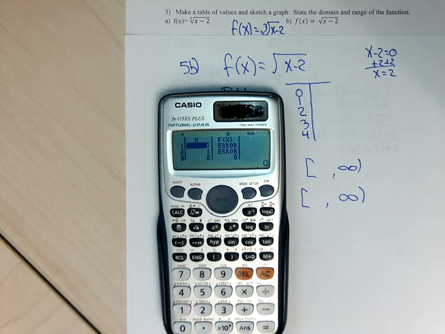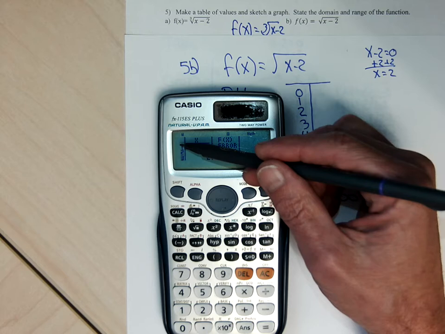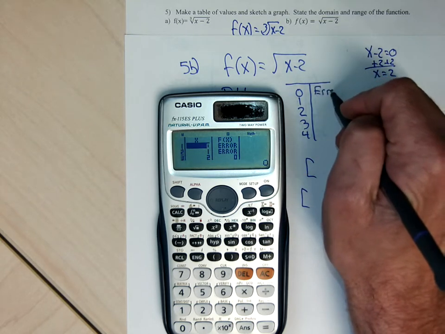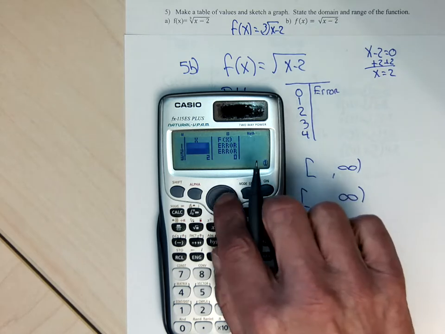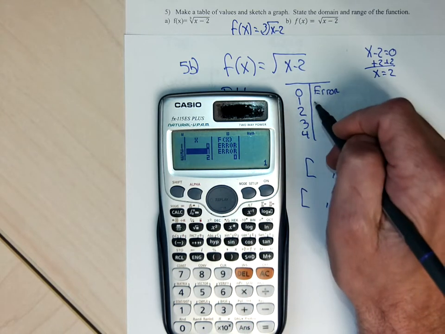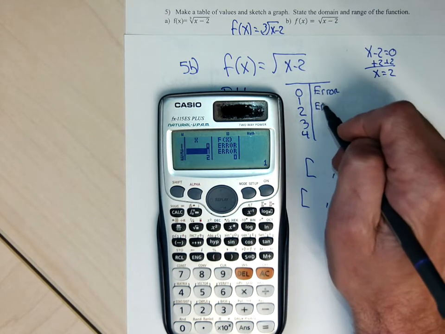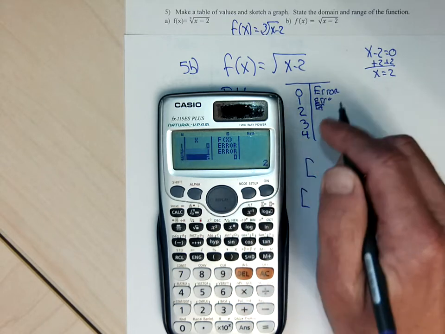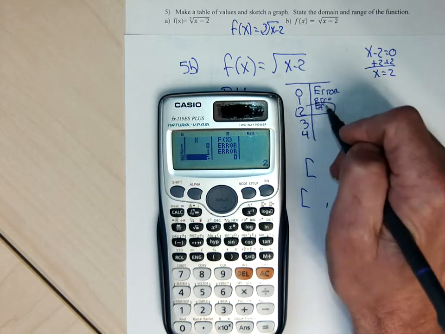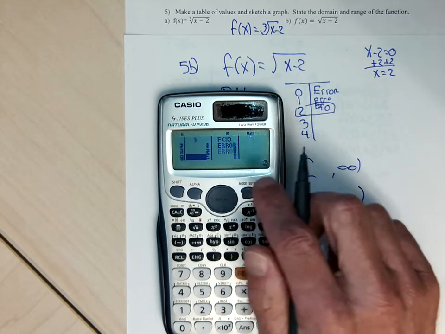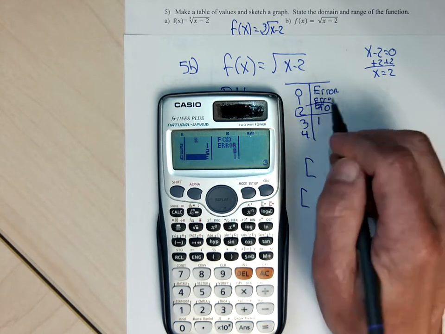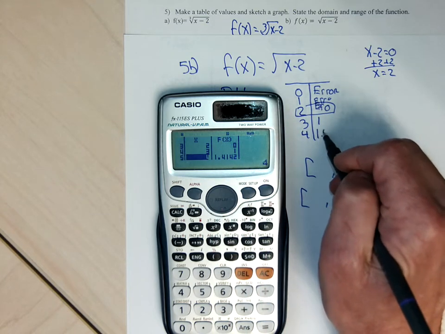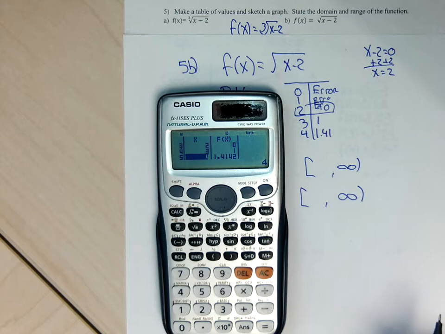And I need to write 2 columns. The first column says the first point is x equal to 0, y equal to error. And then the second point is x equal to 1, y equal to error. And then the third point is the big point, x equal to 2, y equal to 0. The fourth point, x equal to 3, y equal to 1. The fifth point, x equal to 4, rounded to 2 decimals, y equal to 1.41.